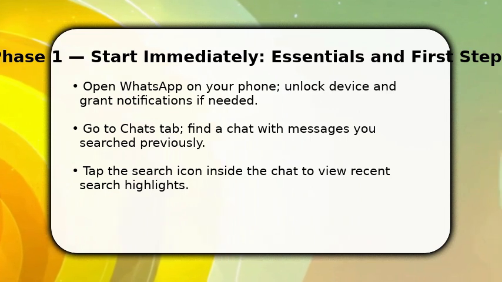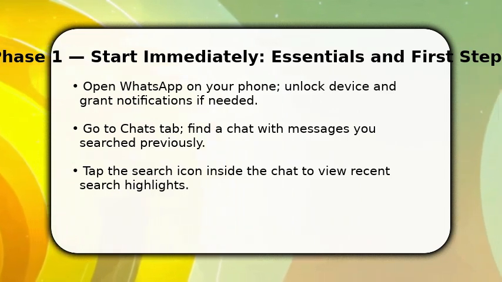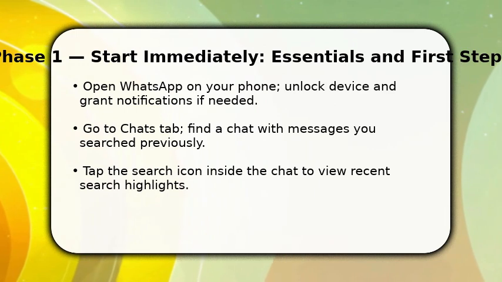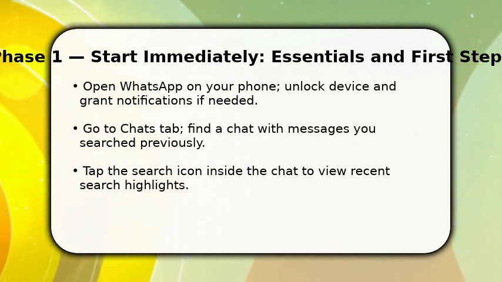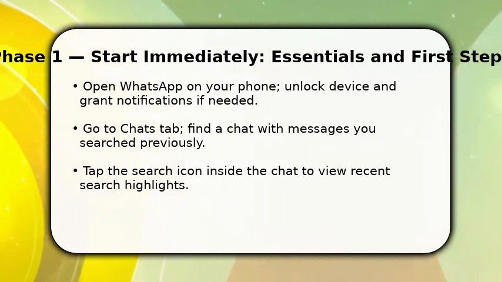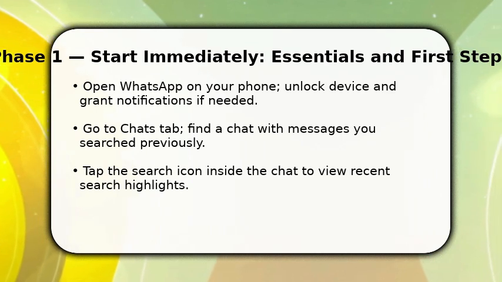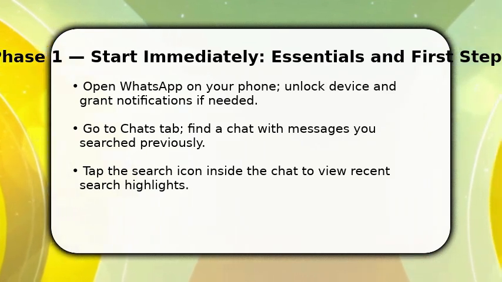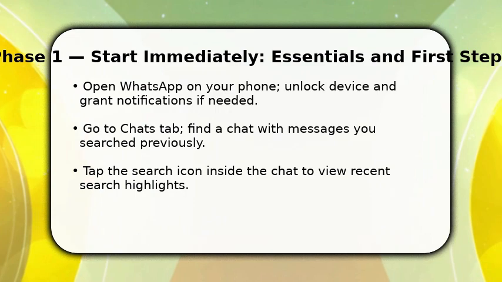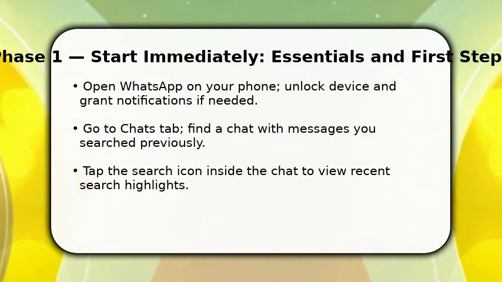You do this because WhatsApp saves local search context inside conversations. Clearing it depends on messages and chat-level actions. So, begin by identifying the exact chat and opening the search field. This is the first actionable step to remove search traces.